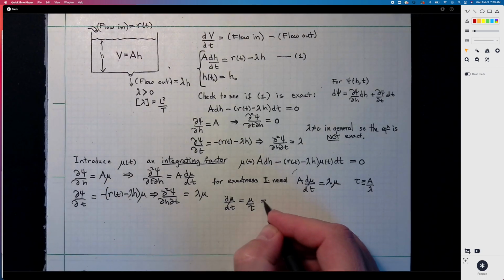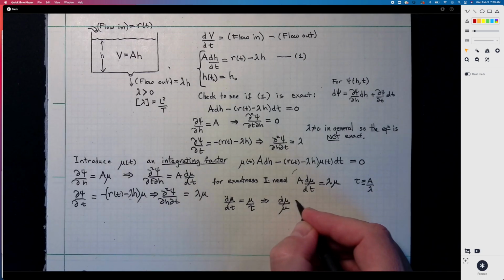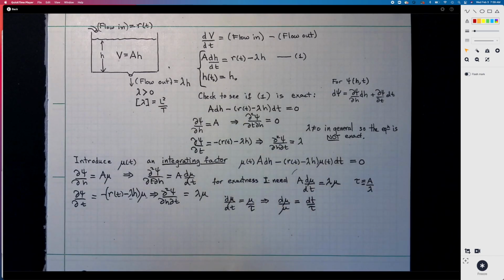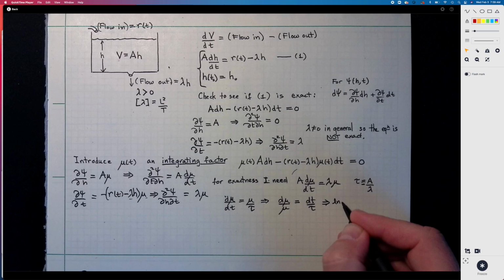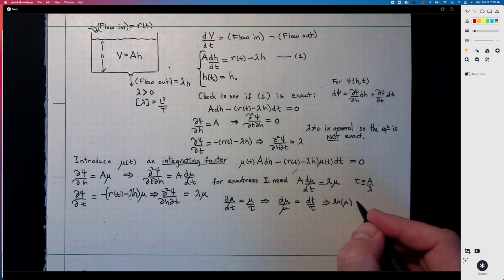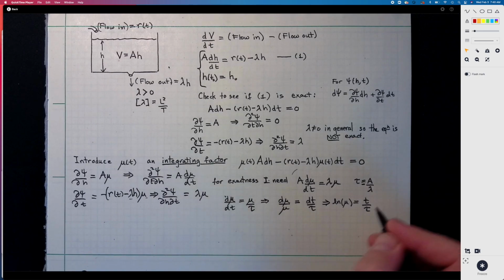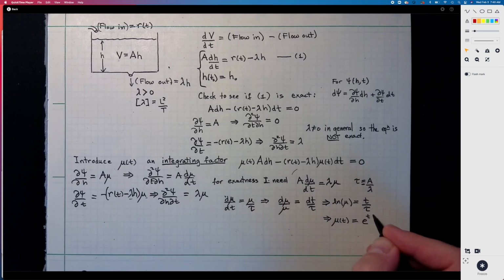And if we separate the variables, I'll get d mu over mu is equal to dt over tau. Tau is a constant. If I integrate both sides, I get the natural logarithm of mu is equal to t over tau. And then if I exponentiate both sides, I'll find that mu of t is equal to e to the t divided by tau. So this is my integrating factor.